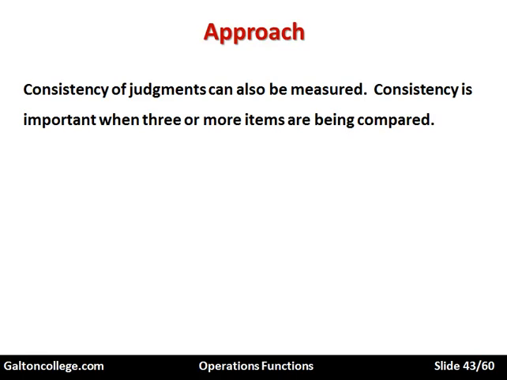Consistency of judgments can also be measured. Consistency is important when there are three or more items being compared. We don't really have consistency issues with two, when we have to choose between two alternatives. We pick one and we've made the decision. It's subjective. We've made the decision that a certain worker will do a certain task because that worker we believe to be better at that task. If we have three, then we need to be consistent. We need to make the decision in a more consistent fashion.